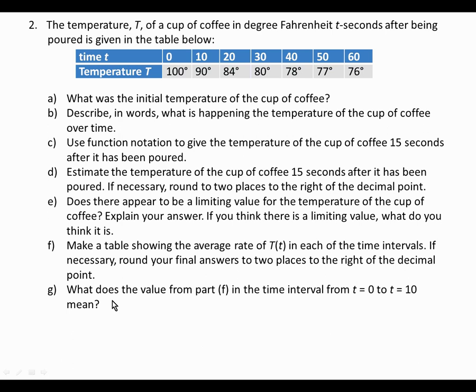In question G, what does the value from part F in the time interval from t equals 0 to t equals 10 mean? Notice the time interval from t equals 0 to t equals 10 is the first one. So we're going to figure out what that means.